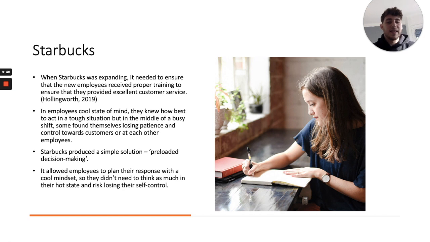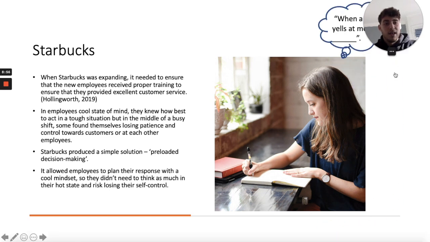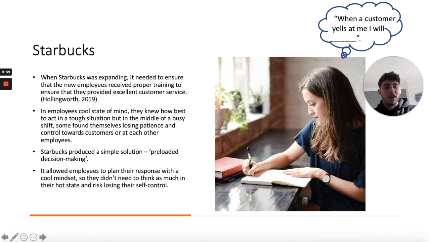So what they did is produce a simple solution which they call preloaded decision making, similar to what Carmon and Dalla talked about, in that it allowed employees to plan their response with a cool mindset. So they didn't need to think as much in their hot state and risk losing their self-control. They asked employees to write down, "When a customer yells at me, I will..." And that allowed the employee to create a cold state decision, which would end up being beneficial for their experience utility as well.